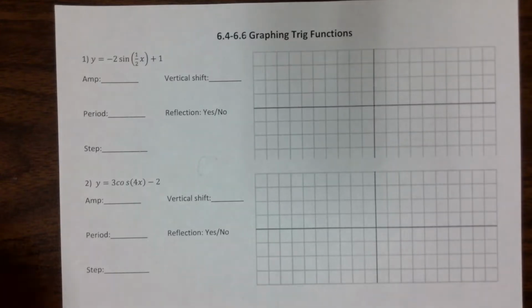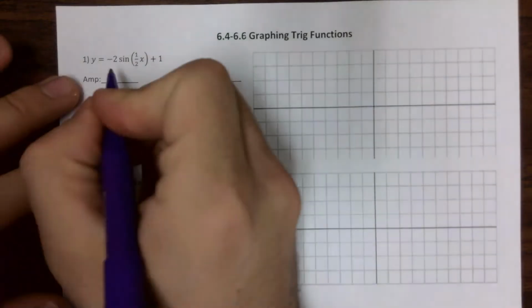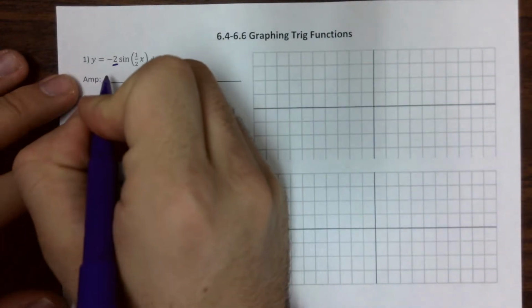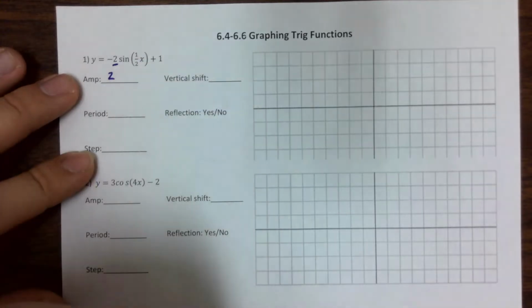Alright, we're going to be looking at number 1 here, graphing the function y equals -2 sine of 1/2 x plus 1. Alright, so let's get started, pulling some information out. First things first, my amplitude is this front number. My amplitude is always positive, so this is going to be just 2.